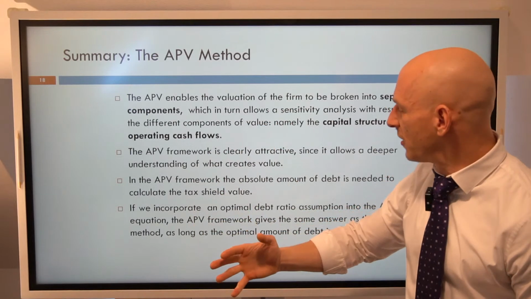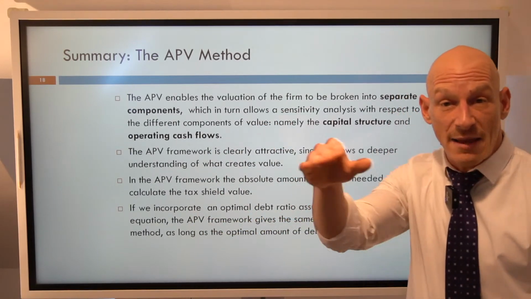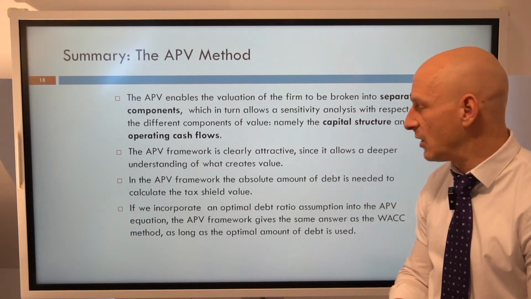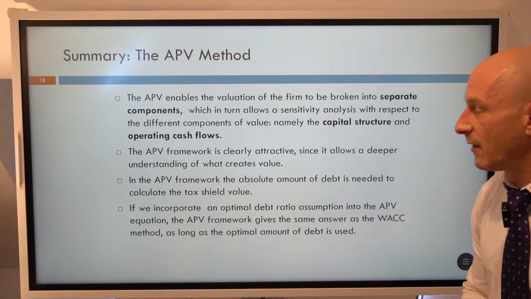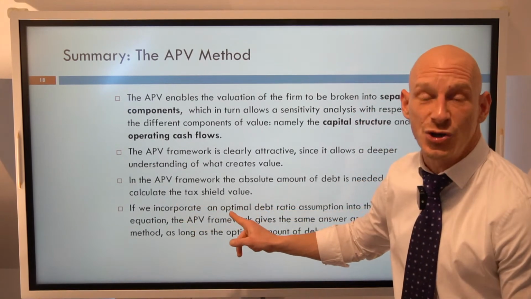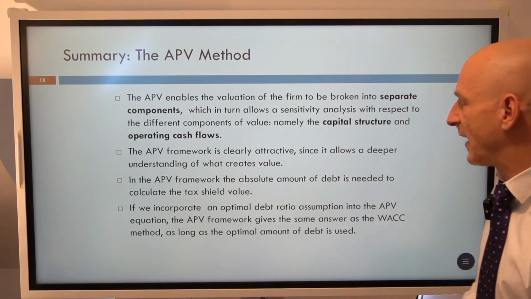Also, you've seen this in the adjusted present value framework. Using this method, we do not need a stable amount of debt. That could theoretically change. But what we do need is to know the absolute amount of debt. Otherwise, we cannot calculate our tax shield, which is of course a prime suspect for financing side effects.